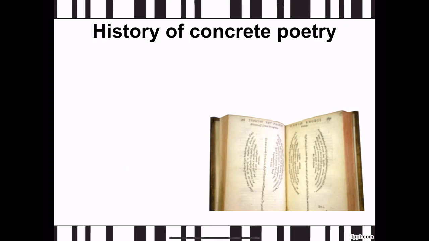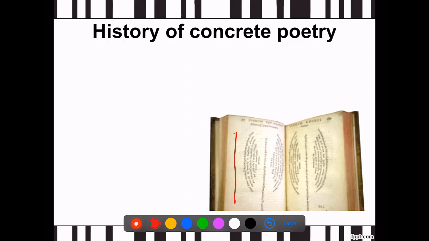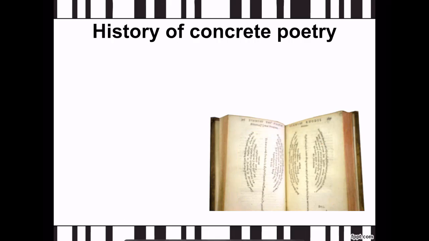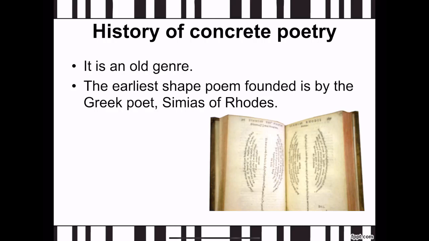Now, the history of concrete poetry, actually, it's not something that's indie or postmodern or very modern. It's actually very ancient. Like in this book, as you can see, they put words together but in a certain shape. See? You see how they rearrange it into a semicircle? And then one line in the middle, right? So it reflects a shape. Like I said, it's an old genre.